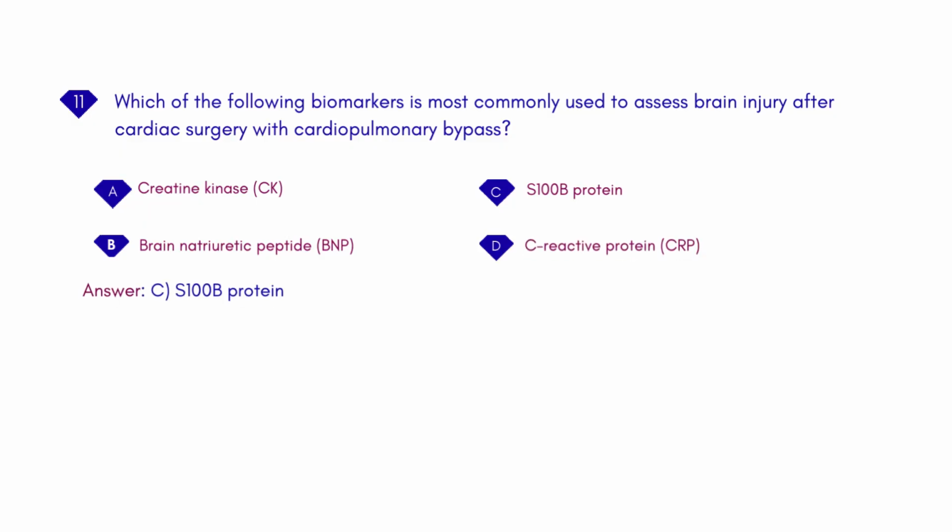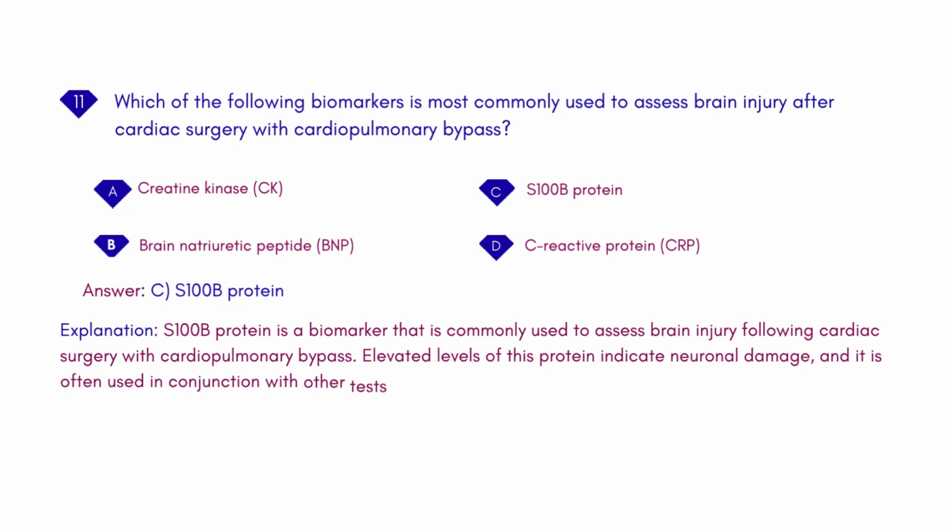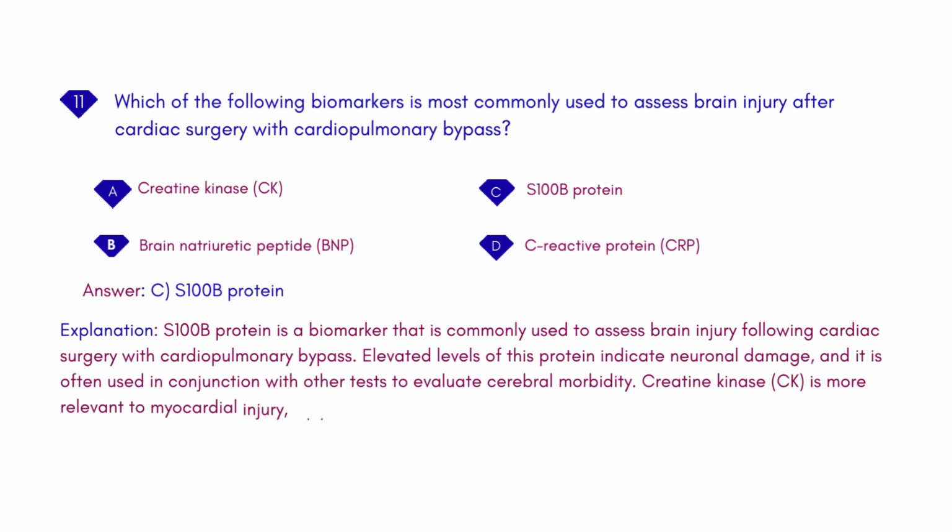Answer: C. S100B protein. Explanation: S100B protein is a biomarker that is commonly used to assess brain injury following cardiac surgery with cardiopulmonary bypass. Elevated levels of this protein indicate neuronal damage, and it is often used in conjunction with other tests to evaluate cerebral morbidity. Creatine kinase, CK, is more relevant to myocardial injury, while BNP is related to heart failure, and CRP indicates systemic inflammation.